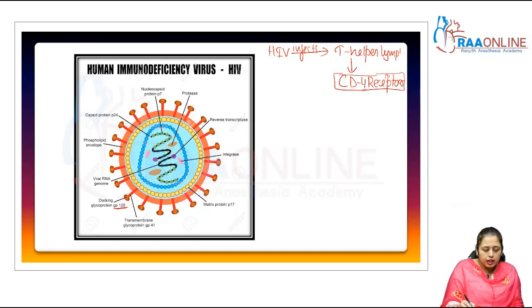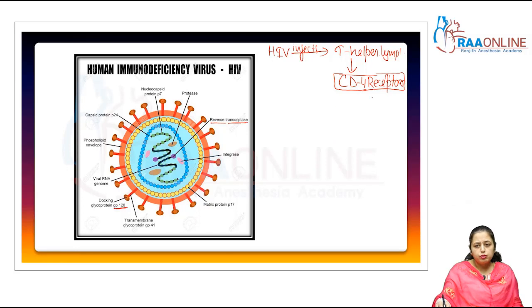Clear? In 2016, a question was asked about the reverse transcriptase: how many reverse transcriptase are present in the HIV virus? So two reverse transcriptase are present in the HIV virus. Memorize it, right? This is the protease, this is the phospholipid envelope, that is capsid protein, right, that is 24.